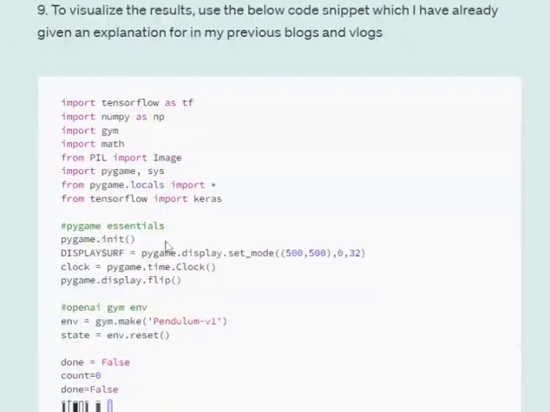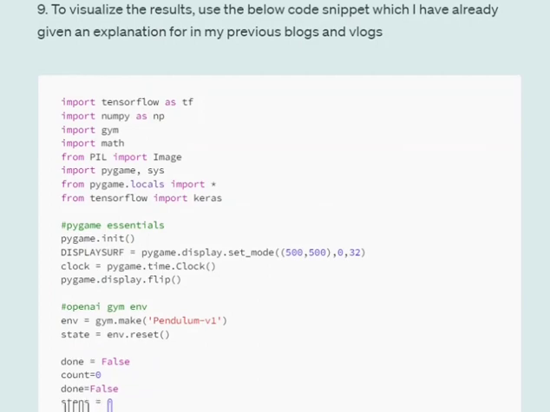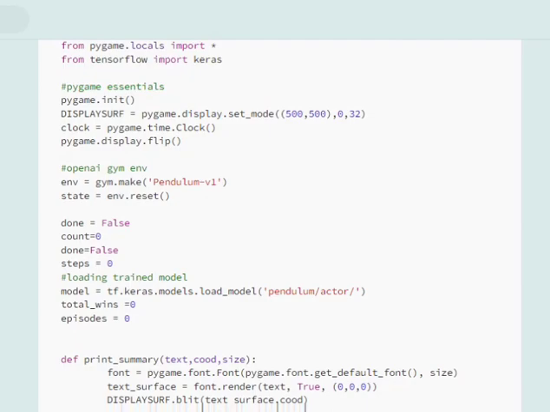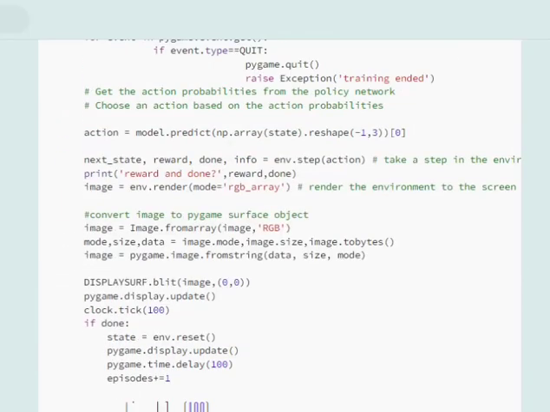Now, this is the code snippet that you can use to visualize the output using the trained actor network. This has already been explained in my previous video using Pygame. So you can refer to that to understand the code snippet that we have here.